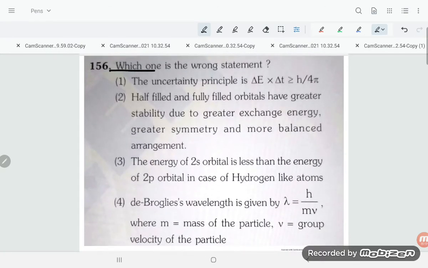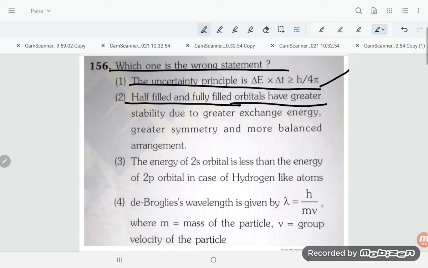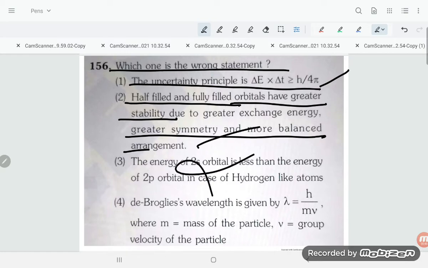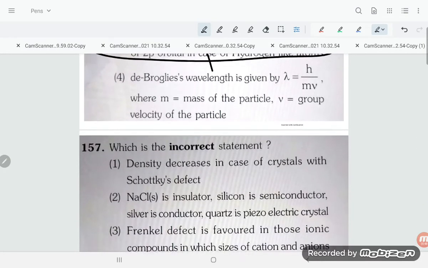Question number 156. Which one is the wrong statement? Which one is the wrong statement? So the uncertainty principle: delta E into delta x greater than or equal to h by 4 pi. Okay. So this is the correct statement, students. This is correct, not wrong. Half filled and fully filled orbitals are more stable due to greater exchange energy, greater symmetry and more balance. That is also correct. The energy of 2s orbital is less than the energy of 2p. This is wrong. So the required answer is option number 3.